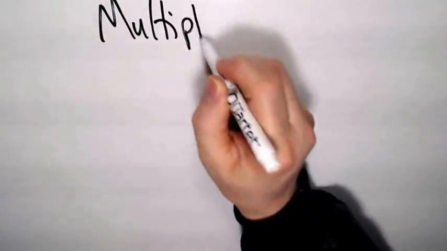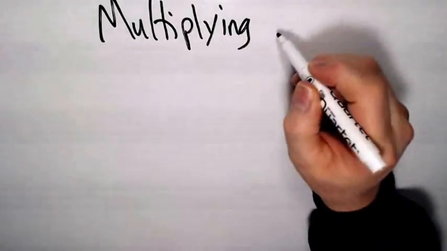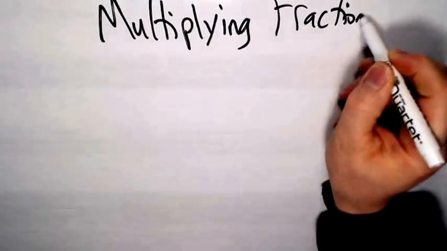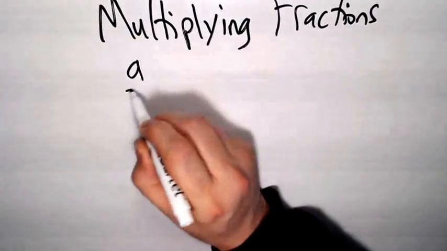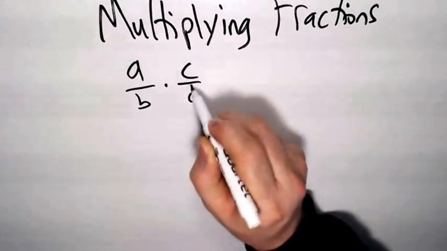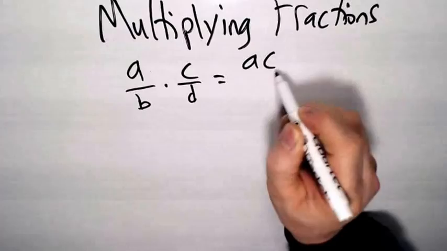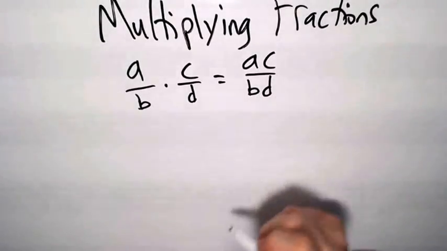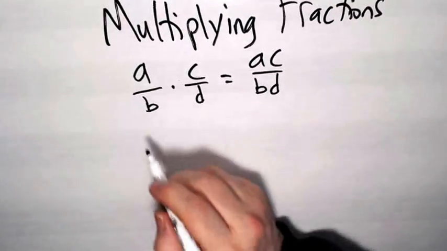Okay, this is my second video on fractions, and we are going to multiply and divide fractions. So our first thing will be multiplying fractions. And we have a rule for that. It's A over B times C over D is equal to AC over BD. That's our rule. And so let's take an example.